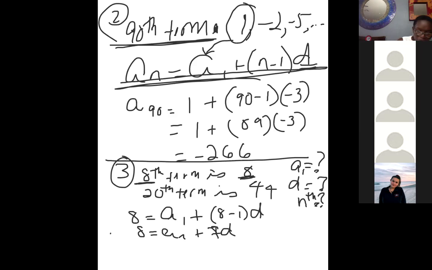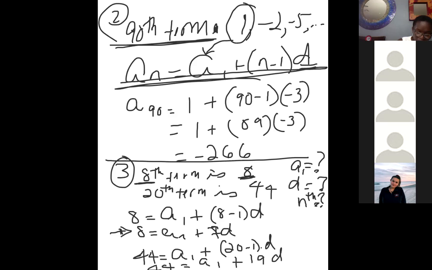Now, we're going to go to the second one, which is the 20th term, 44. We don't know the first term. The term number is 20, as in the 20th term is 44. So we do 20 minus 1 times d, because we don't know the common difference. We simplify this out, and we get a1 plus 19d. Now remember, our goal here is to find the value of a1 and d.